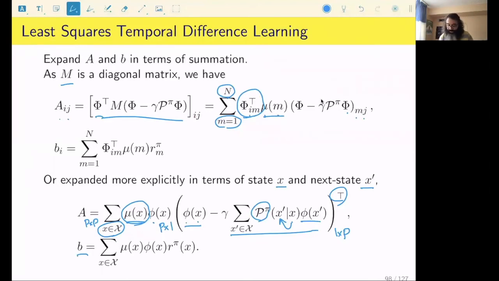So the B vector would be weighted according to mu of x, phi of x times r pi of x. So r pi of x is a scalar value, and phi is p times 1. So we multiply phi by the reward and by the weight of the distribution mu, and that would be a p by 1 vector.